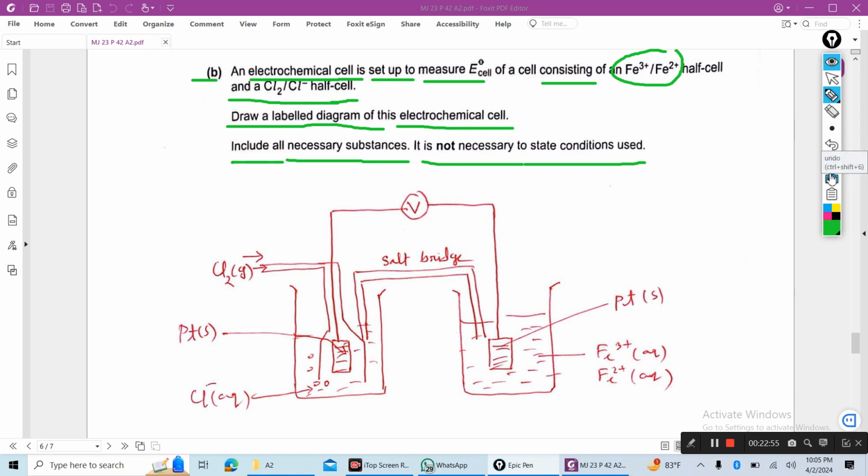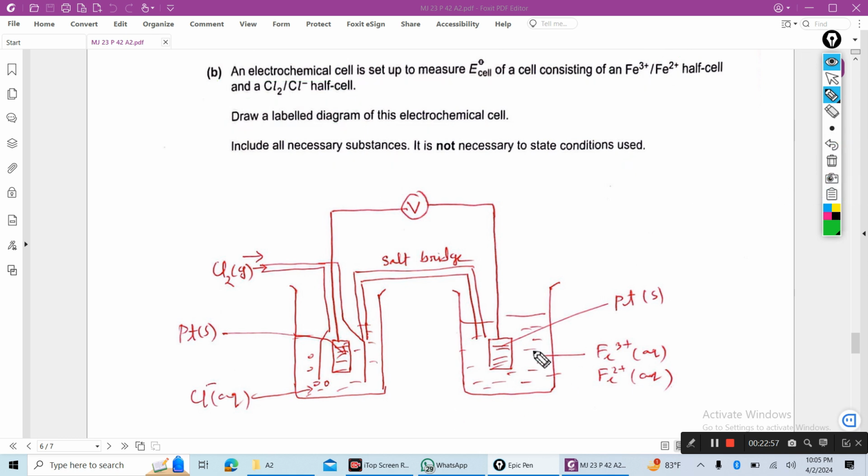So here, the right hand is the positive electrode: iron 3 ion aqueous solution, iron 2 ion aqueous solution, platinum electrode. Then the left hand electrode: platinum electrode and chloride ion 1 mole per dm cube solution. Chlorine gas is passed into this half cell, and a voltmeter, and the 2 half cells are connected by a salt bridge. This is the diagram.